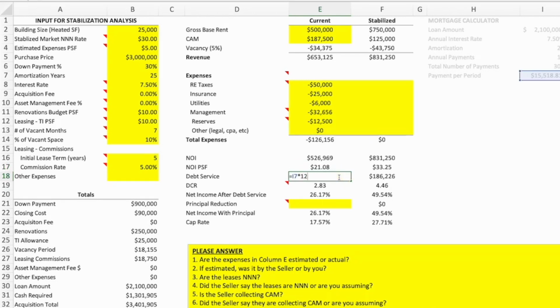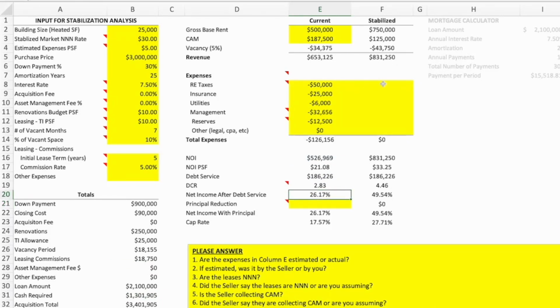Debt service, which is our mortgage that we're looking at, $126,000 per year. And net income after debt service, this is our cash on cash return. This is pretty solid. This is very good, which means that this is an excellent deal. This is one that one should be all over, right?